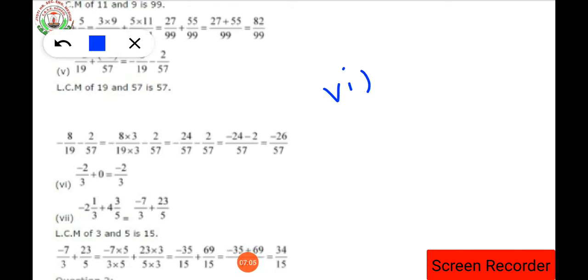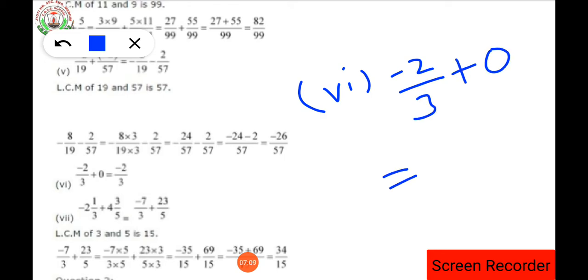Whenever any number is added with 0, the same result we will get, student. When 1 is added with 0, the answer will be 1 itself. That means any number, either a smaller number, greater number, positive number or a negative number, whatever the number, when it is added with 0, we will get the same number. So the answer will be minus 2 by 3.